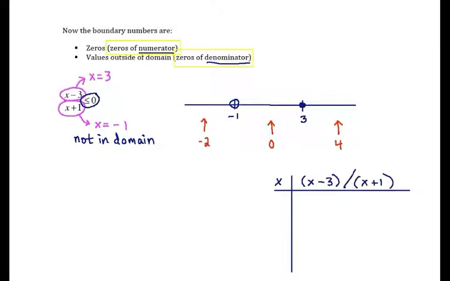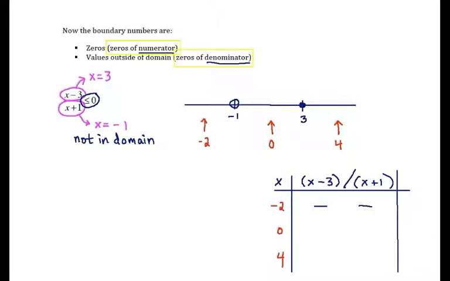Setting up a table to analyze the signs, I'll put these 3 representative values, -2, 0, and 4, under x, and I'll figure out the sign of each of these factors. If x is -2, x minus 3 is negative. x plus 1 is also negative. So my overall sign would be a negative divided by a negative.